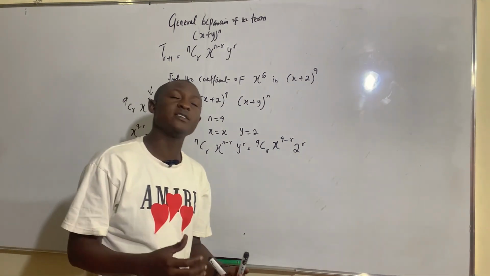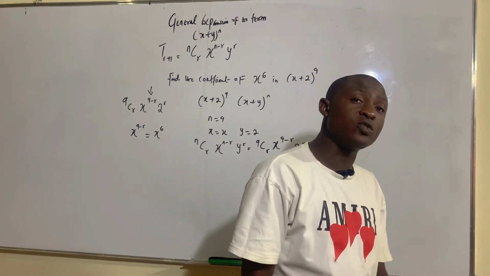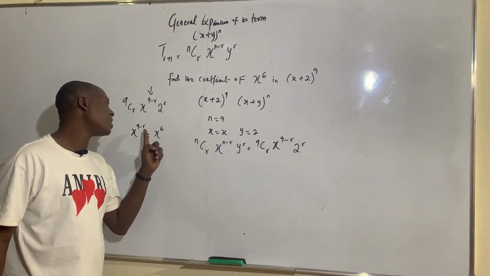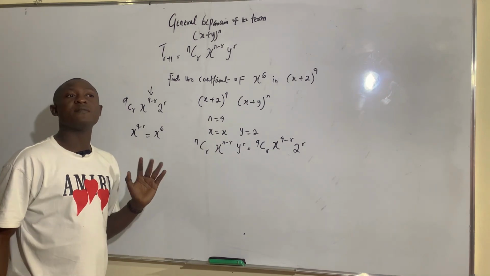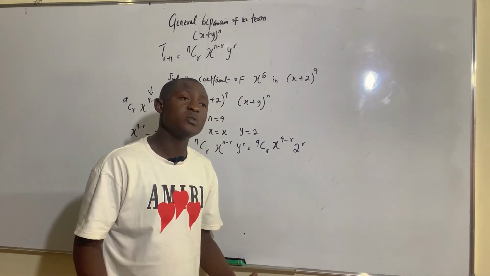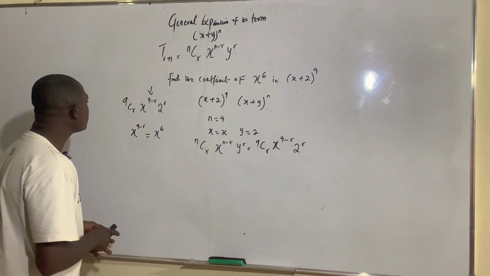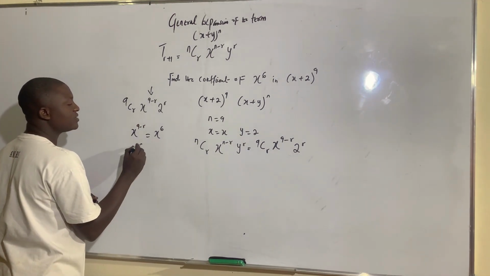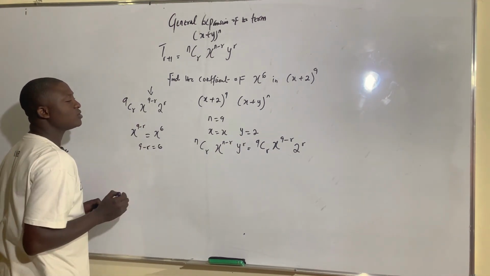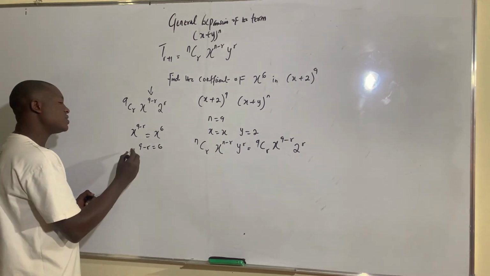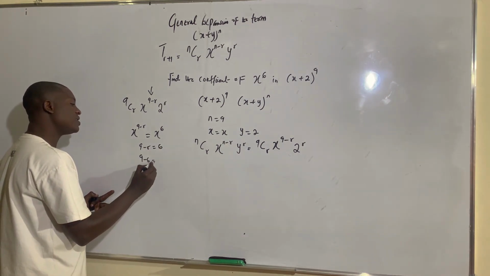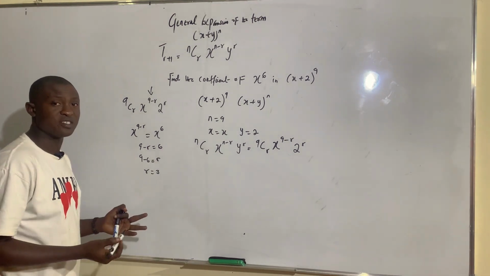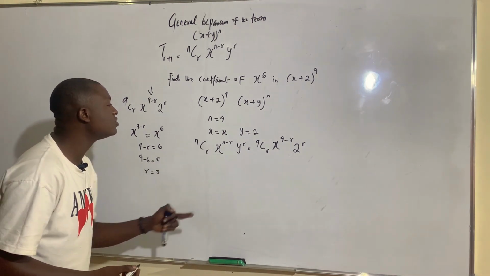Even if I was asked to find the coefficient of x raised to the power of 5, for example, I'll just take the result that x raised to the power of 9 minus r is equal to x raised to the power of 5. Whatever we are asked to find, we equate it to what we are looking for. So now, indices, they will cancel. Just take the power here as 9 minus r equal to 6. If I collect the like terms, that means we have 9 minus 6 is equal to r, meaning our r is equal to 3. You can see how we got that. So now let's substitute back.